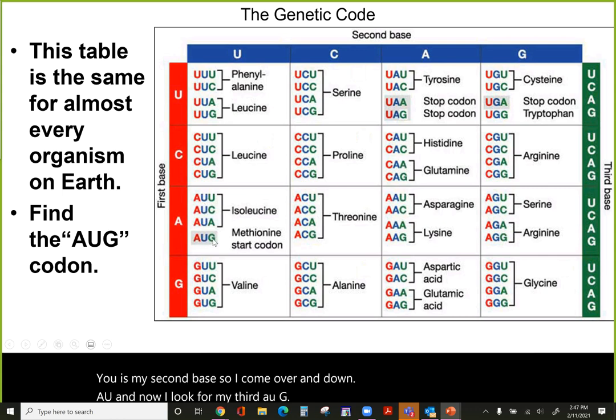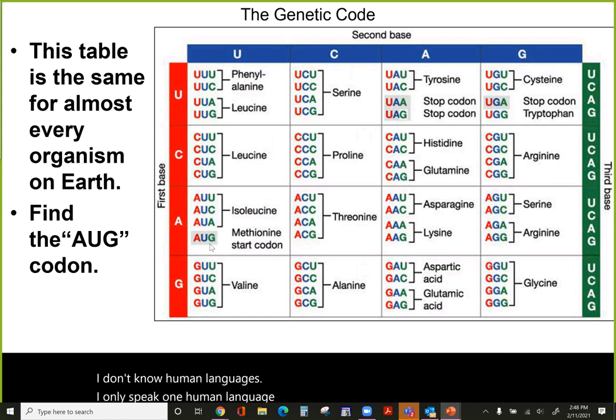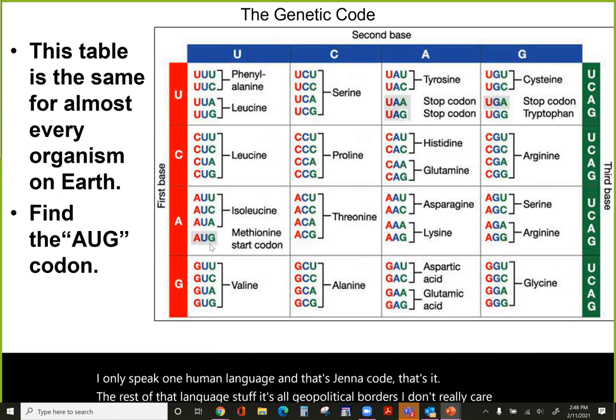I would love to tell your Spanish grade that we all speak the same language, but that's a human thing. That's like a human communication thing. And I only speak one human language, and that's genetic code. The rest of that language stuff, it's all geopolitical borders. I don't really care so much about that. That's why I'm a science person.